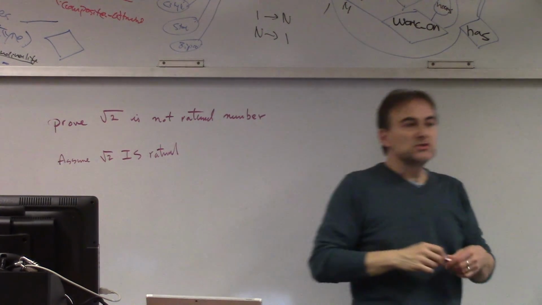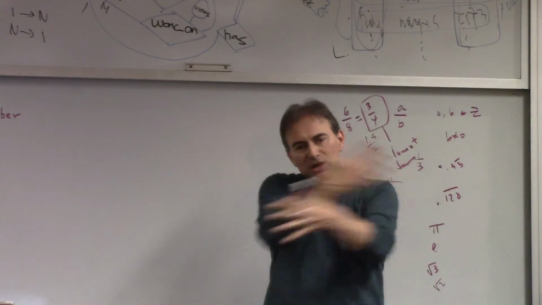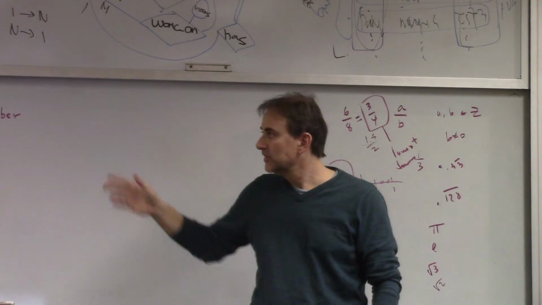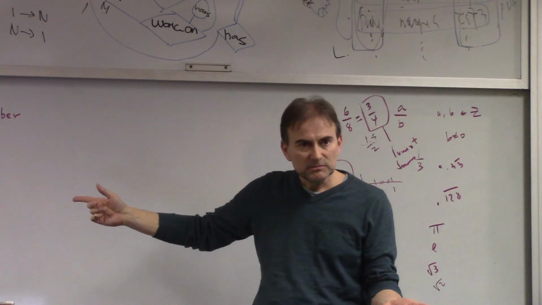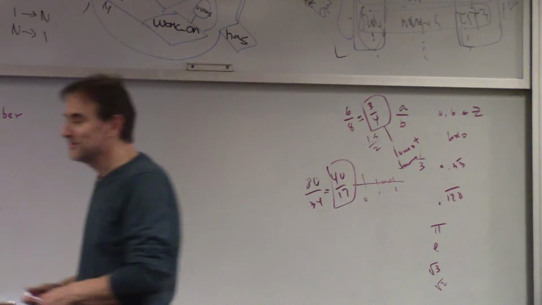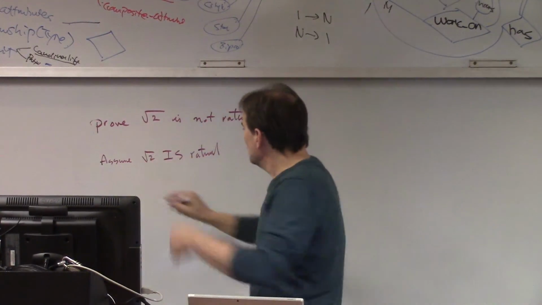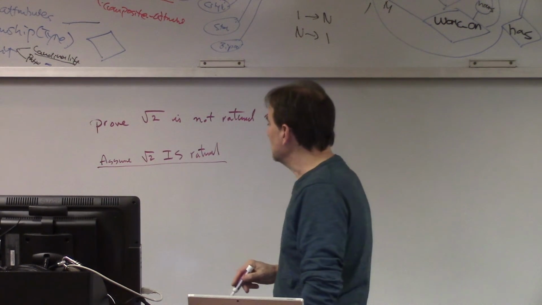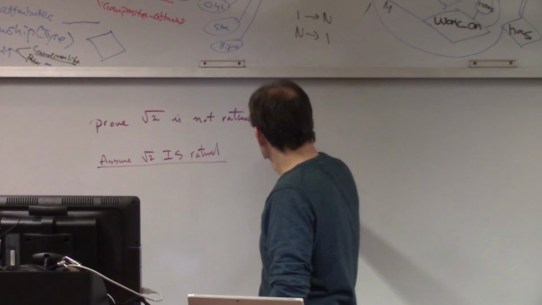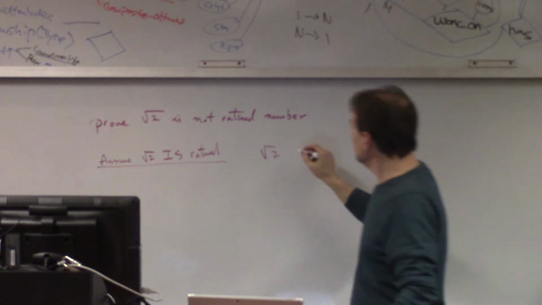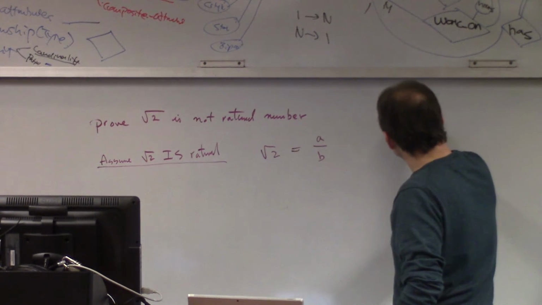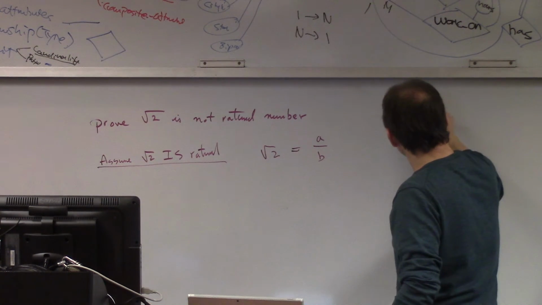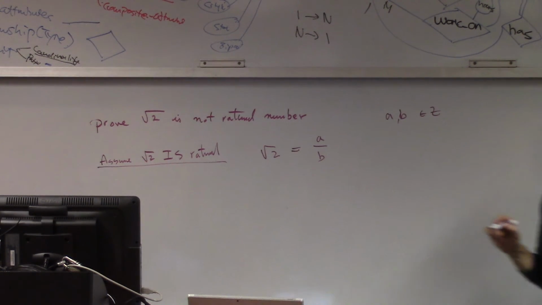So we're going to make an assumption. If this assumption leads to a contradiction, then that means the assumption is false, and "square root of 2 is rational" is false. Not rational means it's irrational. The negation of rational is irrational: cannot be expressed as a ratio. So we are going to assume the opposite. If that's the case, then the square root of 2 is like any other rational number. It can be expressed as a ratio of A over B, where A and B are integers, and B is not equal to 0.